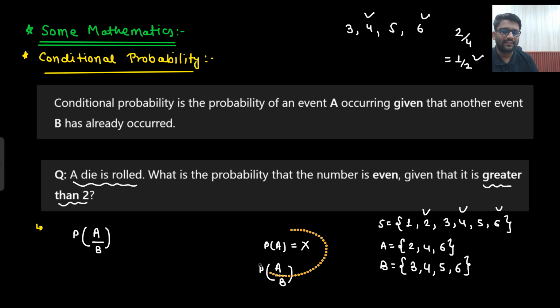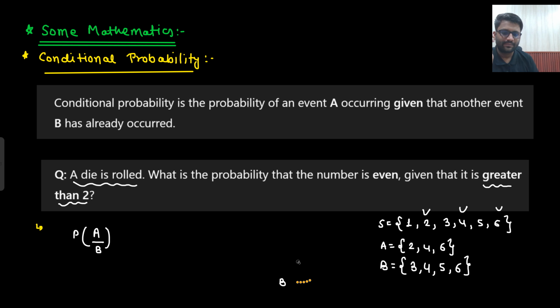What is the formula? Let's see the formula as well. So the formula says probability of A by B. That means probability of event A given that event B has already occurred. That would be A intersection B divided by probability of B. So this downward part remains downward only, and on the upper side the intersection of both of them will come. What do you mean by intersection?